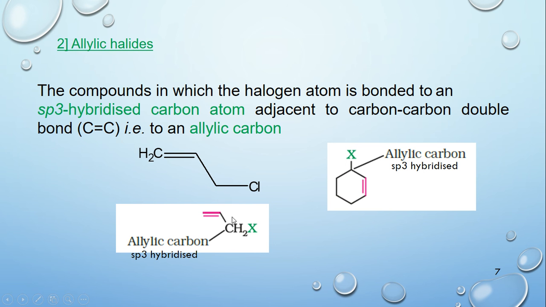Okay, so the carbon atom, that is CH2, which is bonded to Cl, is the allylic carbon atom and it is sp3 hybridized. Come to the second structure. Again, you have a halogen atom which is bonded to an allylic carbon atom. Allylic carbon atom is the carbon atom which is bonded to the carbon atom adjacent to it, which contains a double bond.